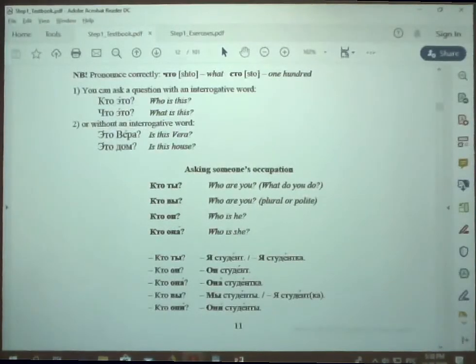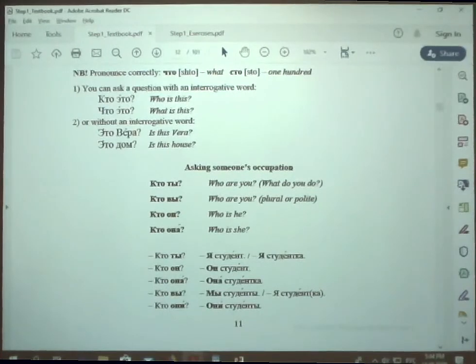When you ask who are you, кто вы in plural, and then you answer мы студенты. If it's polite form of you answer я студент, я студентка. Who are they? Кто они? Они студенты. Мы студенты, они тоже студенты.